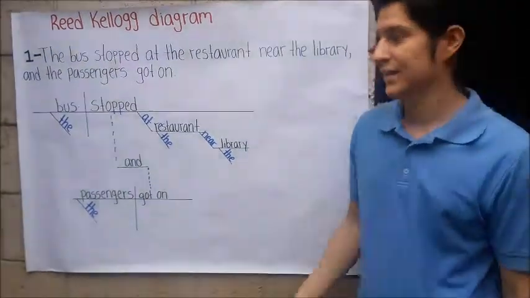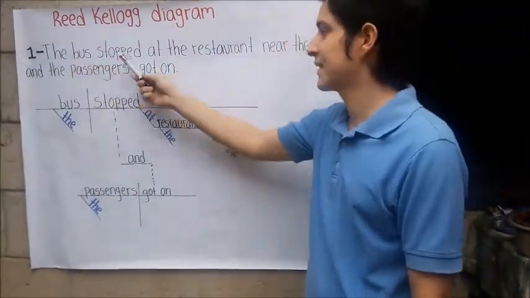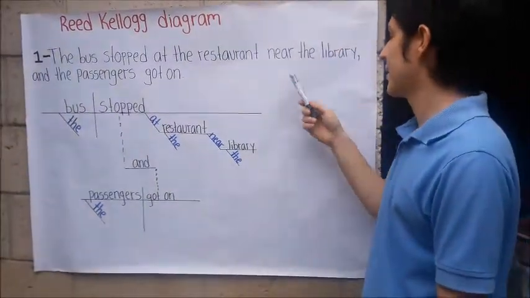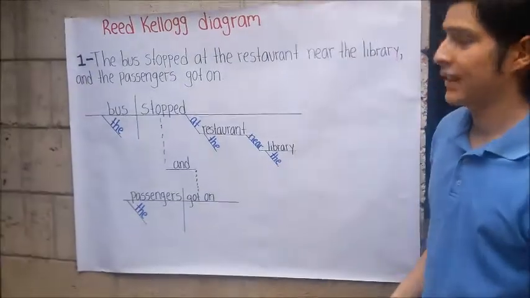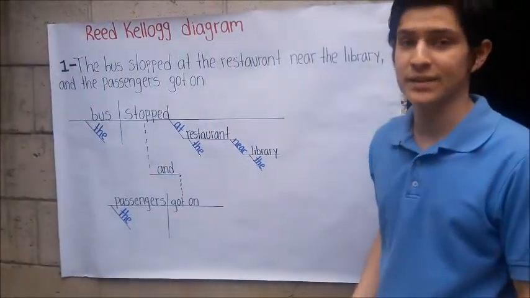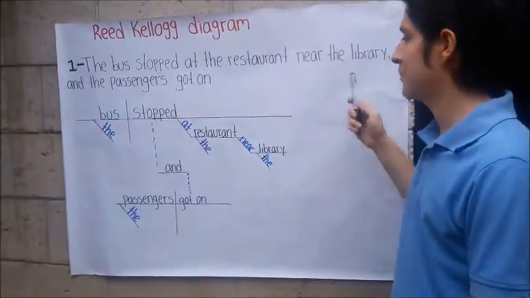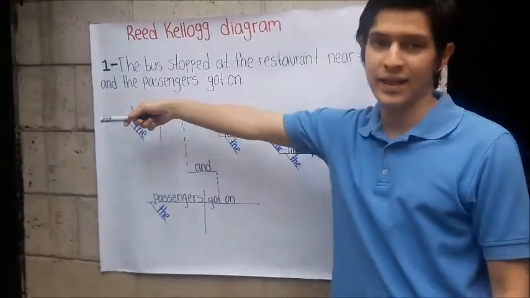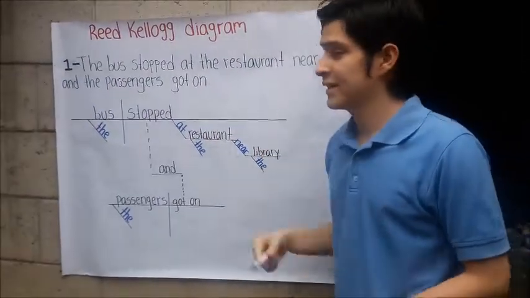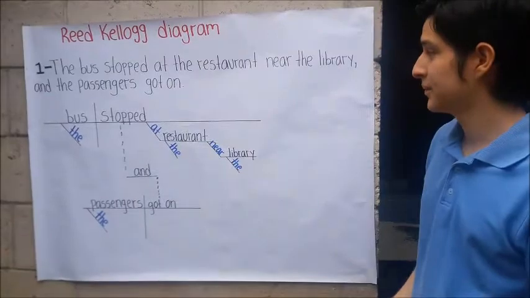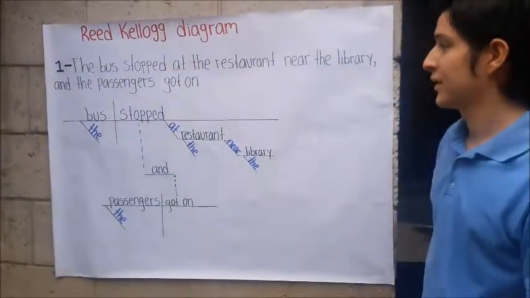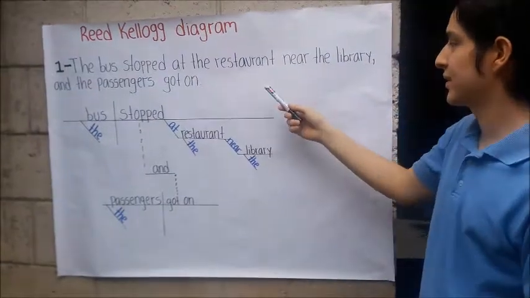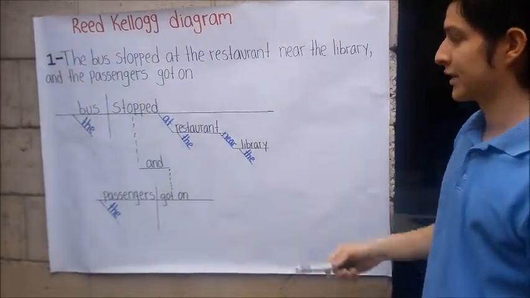In this case, we have the first sentence: the bus stopped at a restaurant near the library and the passengers got on. In this case, we have a compound sentence. Why? Because it is divided by a coordinate conjunction, and. To analyze this compound sentence, we have to analyze first the first independent clause. That is, the bus stopped at the restaurant near the library.